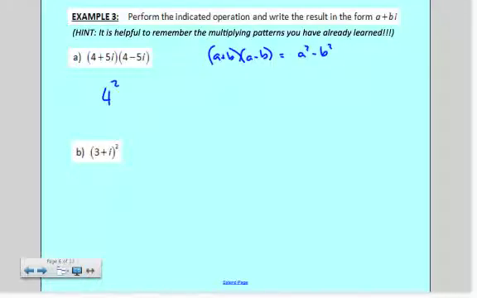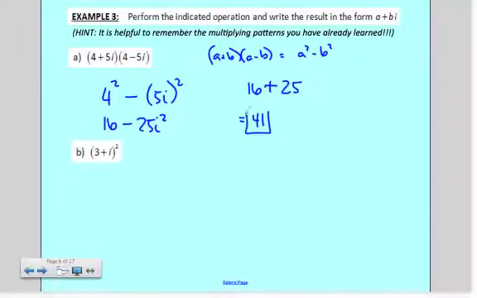So this would be 4 squared is 16 minus parentheses 5i quantity squared. Now you should be able to go straight to that, and that's 16 minus 25 i squared. Now deal with the i squared, and that gives you 16, and you can see that that's a -1, which becomes plus 25, answer of 41. Isn't that neat? If you know the pattern, it saves you a whole lot of work. What about the next one?